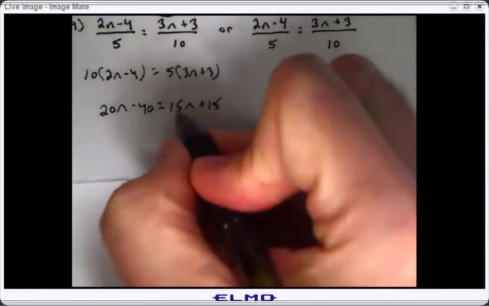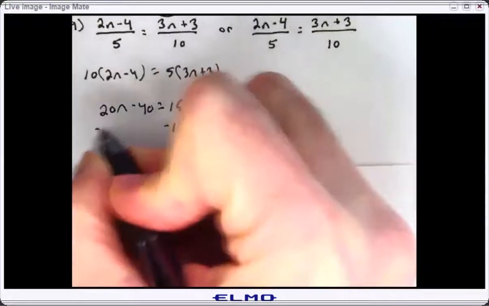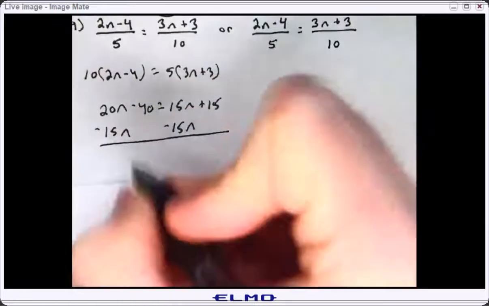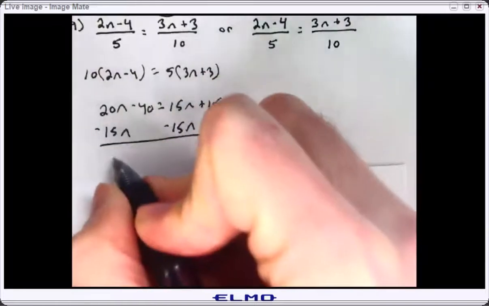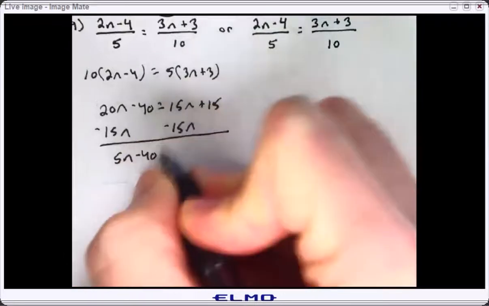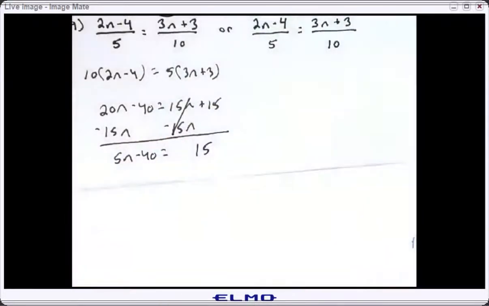Sorry about that. I want to get the variable on one side. I'm going to put it on the side that results in a positive answer. So I'm going to subtract 15n from both sides. 20n minus 15n is 5n. Bring down my minus 40. Bring down my equal sign. That goes away and leaves me with 15.